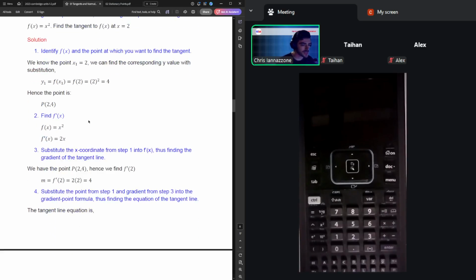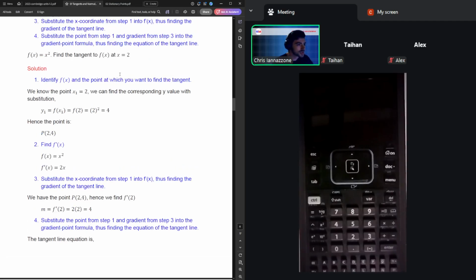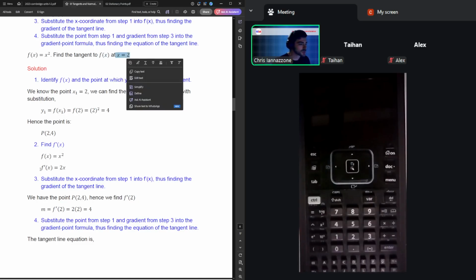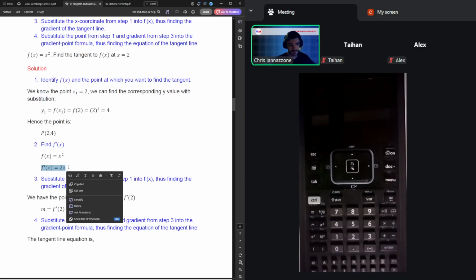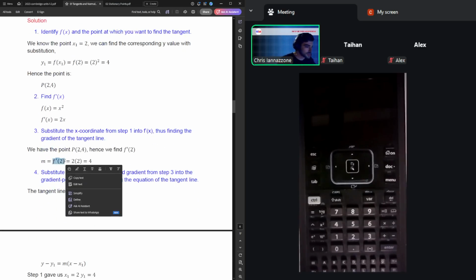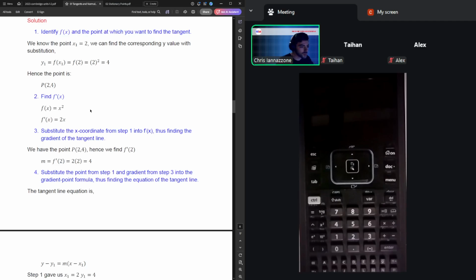That's going to get us f'(x) = 2x using our lookup table of derivatives. From there, any x that we shove into this spot is going to give us the corresponding gradient. So if we want to find the gradient at x = 2 of f(x), we shove x = 2 into the derivative of f(x). When you do that, you get a gradient of 4.